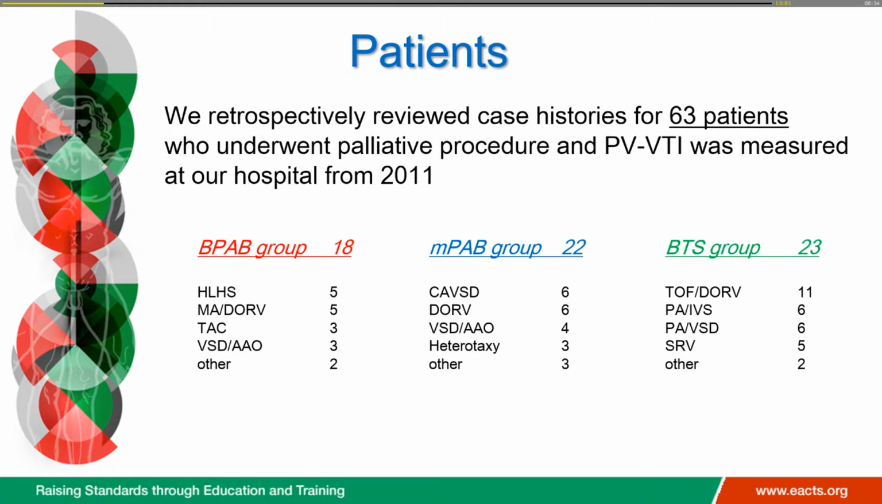Finally, we retrospectively reviewed the case histories of 63 patients, and they were divided into 3 groups according to their palliative procedure: bilateral PA banding in 18, main PA banding in 22, and BT shunt group in 23, respectively.